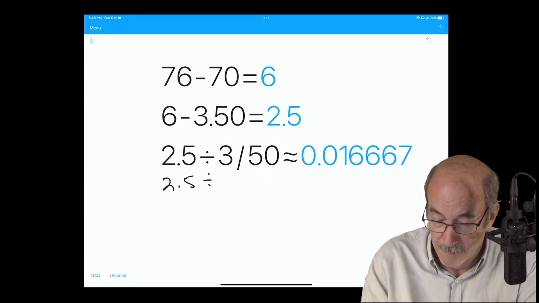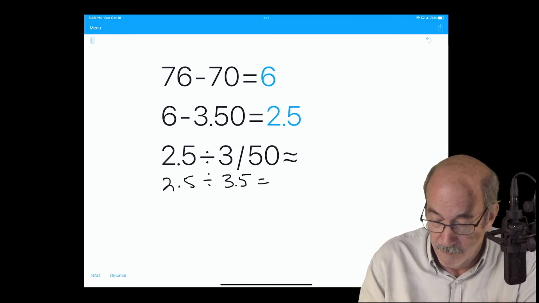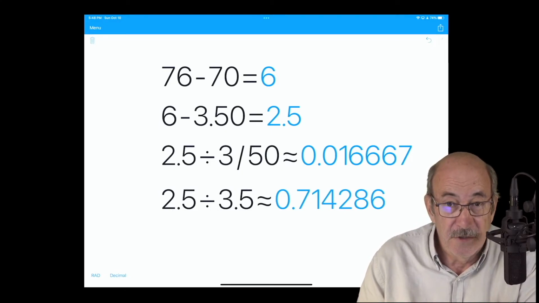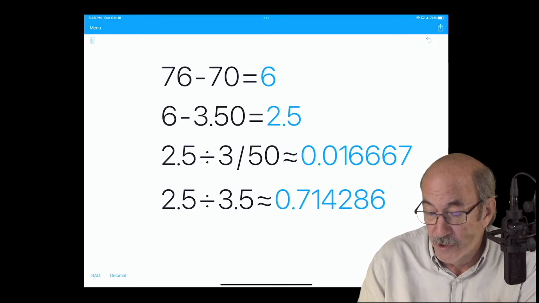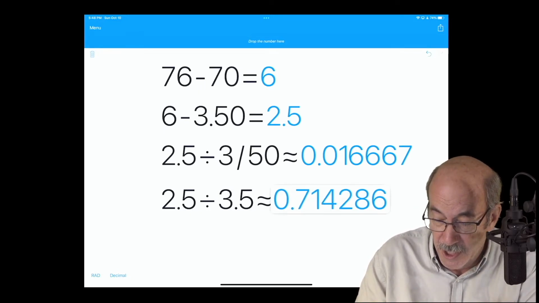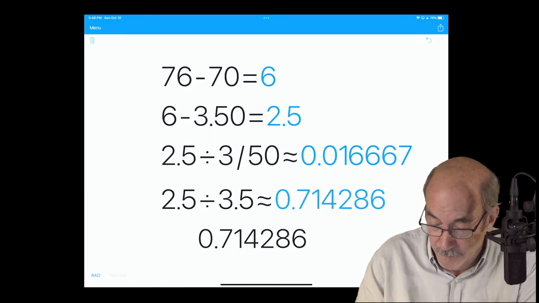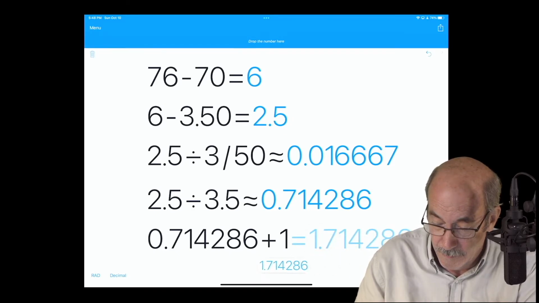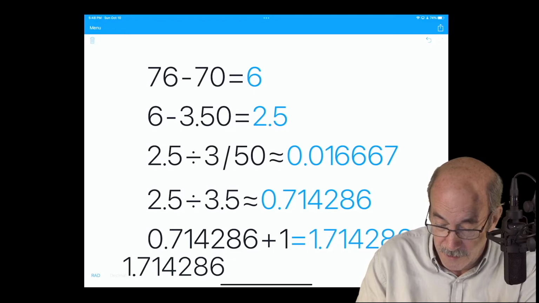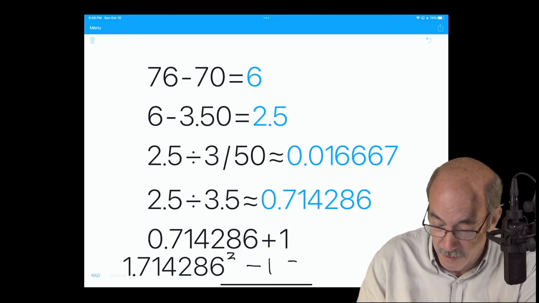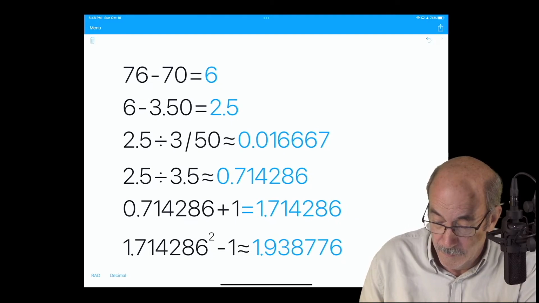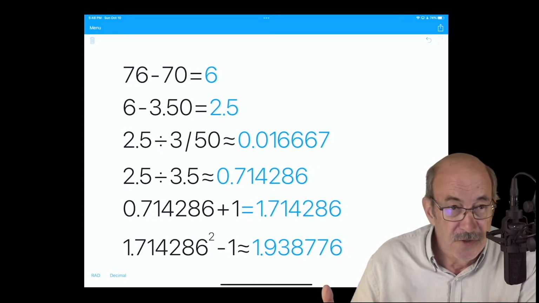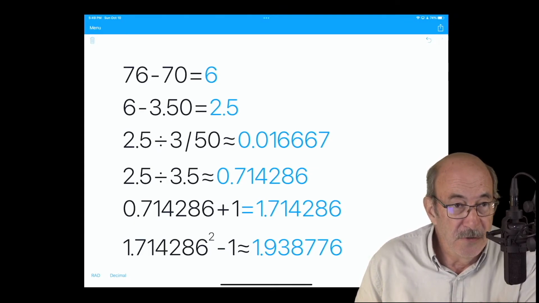Sorry. Is 0.714286 or 71.4286%. And then when I annualize that, square that, and then minus 1. There's my 193.87% return. So I just saved carrying along a whole bunch of zeros.